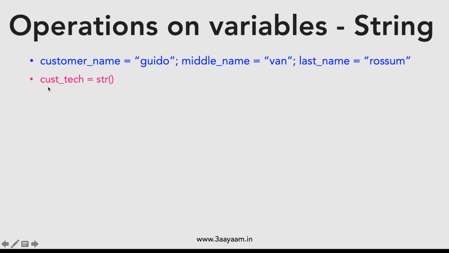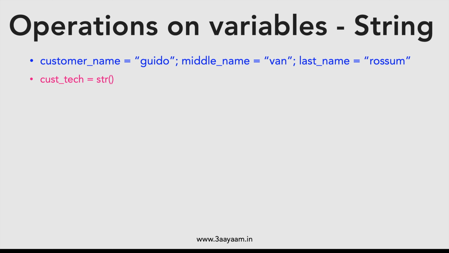So what would happen is that this particular variable cust_take would become a string data type without any value. And obviously in the first line, customer name, middle name and last name, all these three are string variables because I have assigned the value Guido Van Rossum to these variables.